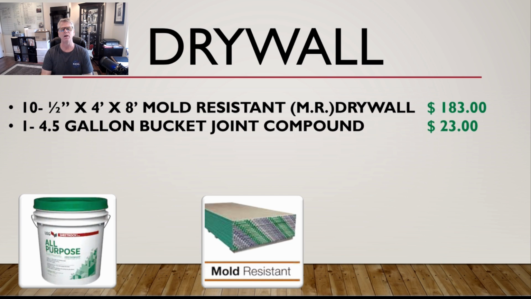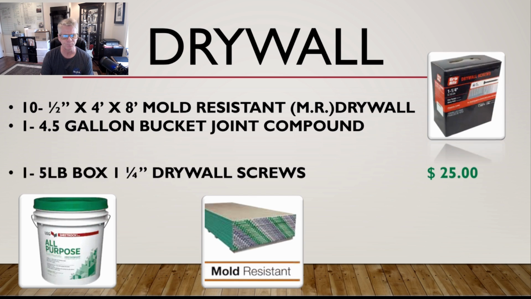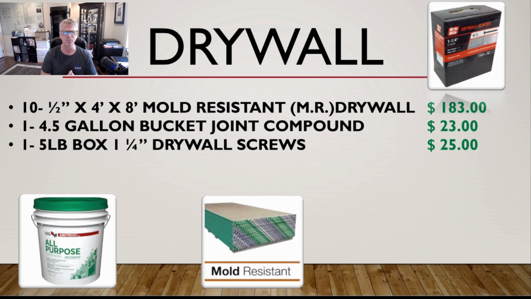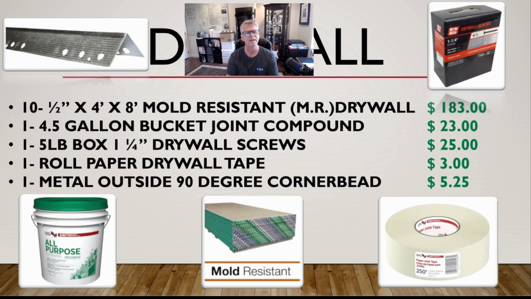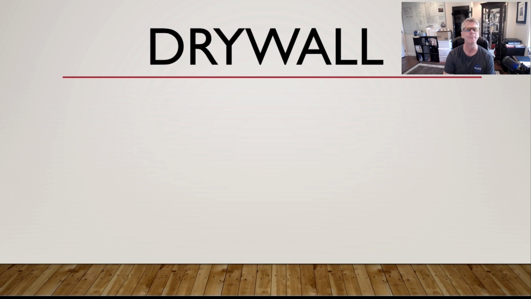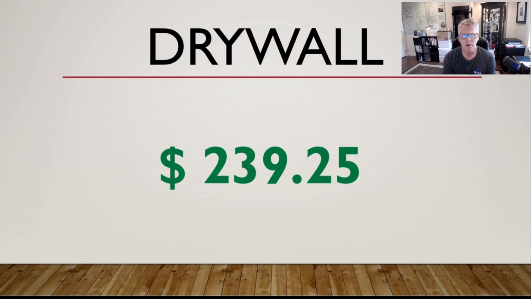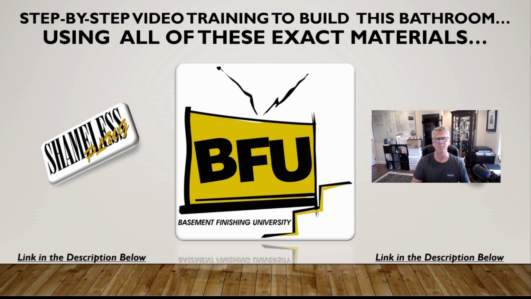One 4.5 gallon bucket of the joint compound to finish the drywall in there. A 5-pound box of 1 1/4 inch drywall screws, 5 pounds, all to get you done, 25 bucks. One roll of paper drywall tape, $3 to tape all your joints and your inside corners. And one metal outside 90-degree corner bead that's generally going to be used up alongside the shower where you're bumping the wall out. You'll need one of those, $5.25 for a grand total of the drywall, $239.25.